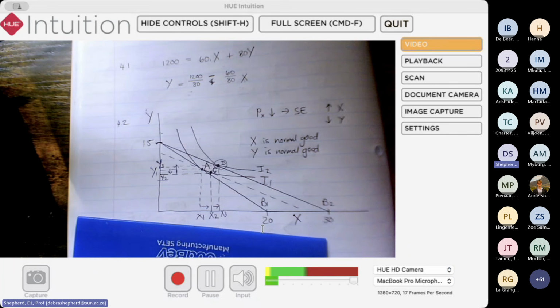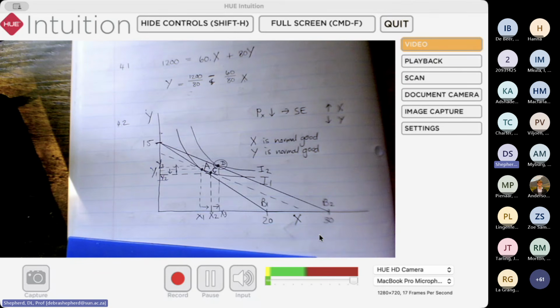Adrian asked in the chat, how do you know where to put D exactly on the B2 budget curve? You won't know exactly, because I haven't told you what Y3 and X3 are in actual quantities. All you need to make sure is that D satisfies the condition that both goods are normal. So D has to be somewhere on B2 so that the income effect for X is positive and the income effect for Y is positive.